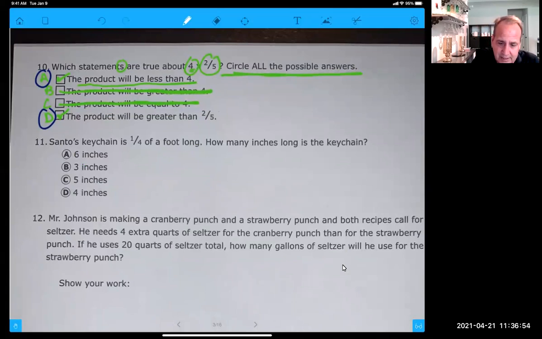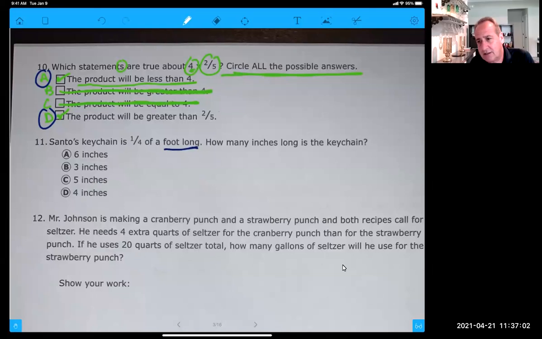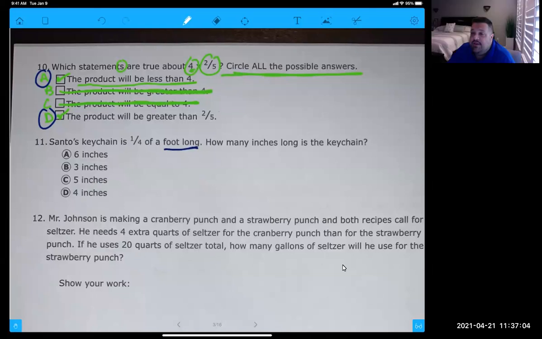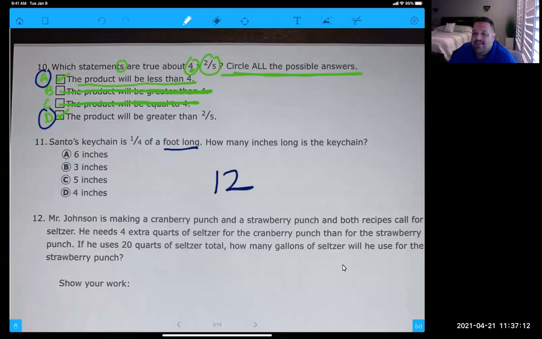Oh, this is pretty easy if you know how long a foot is. So you got to know how long a foot is. Any of you guys know how many inches are in a foot? 12 inches in a foot. You guys got to know that. A ruler's 12 inches long, right?